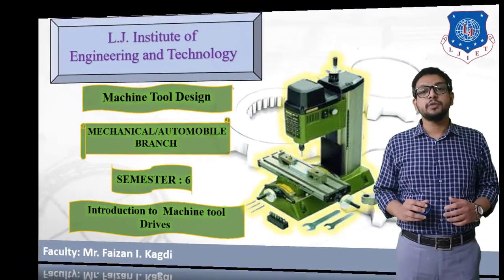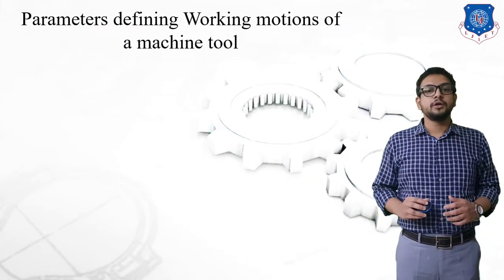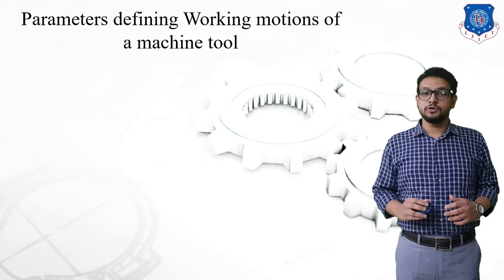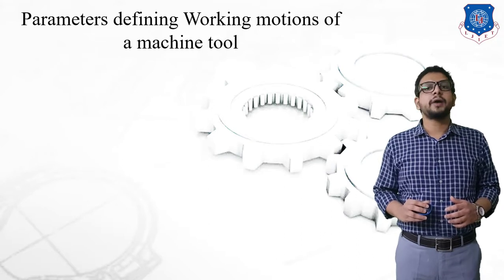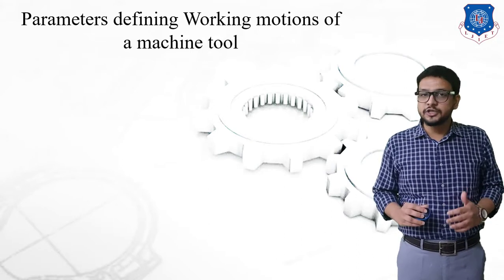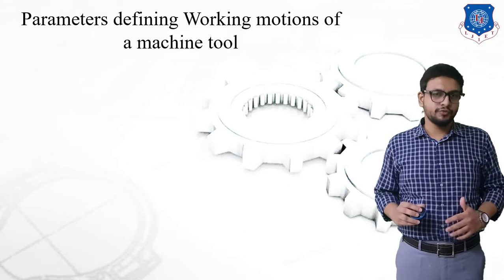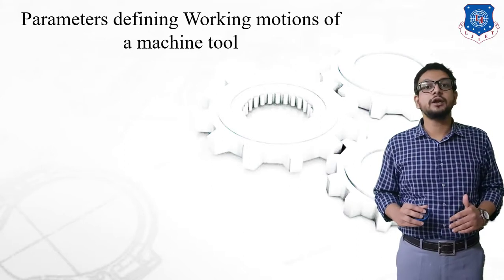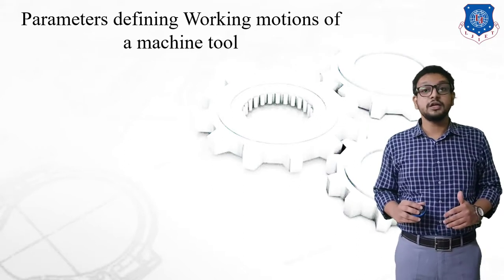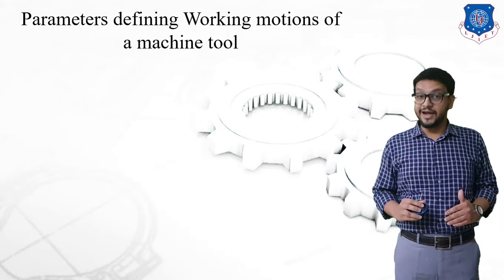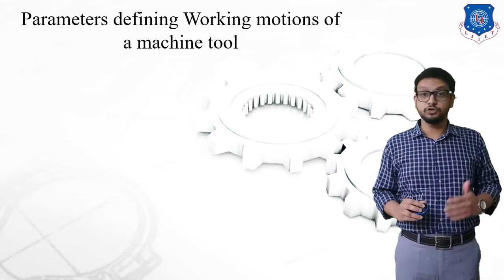So let's begin with our topic: parameters defining working motion of a machine. The first question that comes to our mind is, what are the classifications of working motion? What are the types of working motion? We can say that there are two types of working motion: primary cutting motion, that is called the drive motion, and second is the feed motion, which we have discussed.